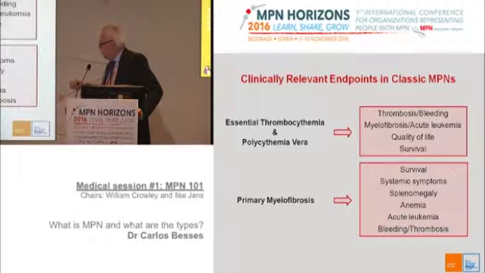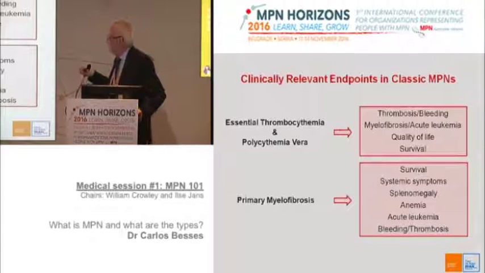The situation changes for PMF. In PMF, survival is the first thing to take into account. Why? Because the median survival of these patients is shorter. Systemic symptoms, splenomegaly, anemia. So you can see that the endpoints that we try to focus on when taking care of patients are quite different for ET and PV patients than for PMF patients.